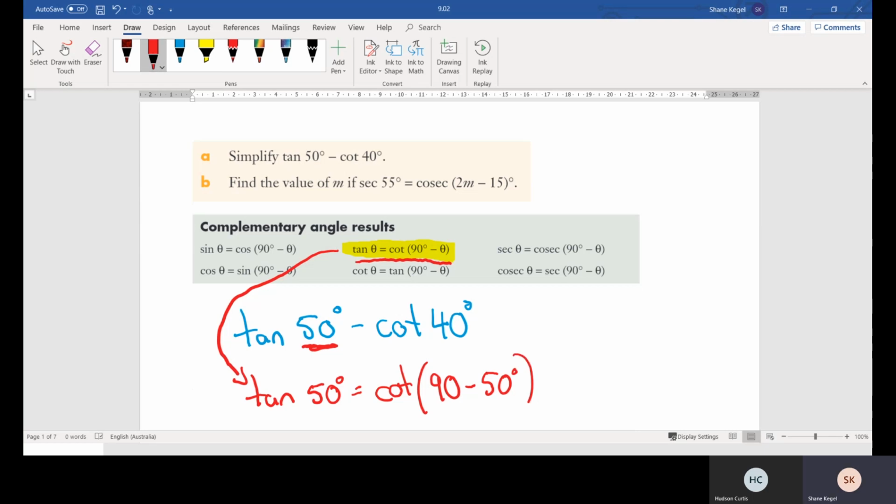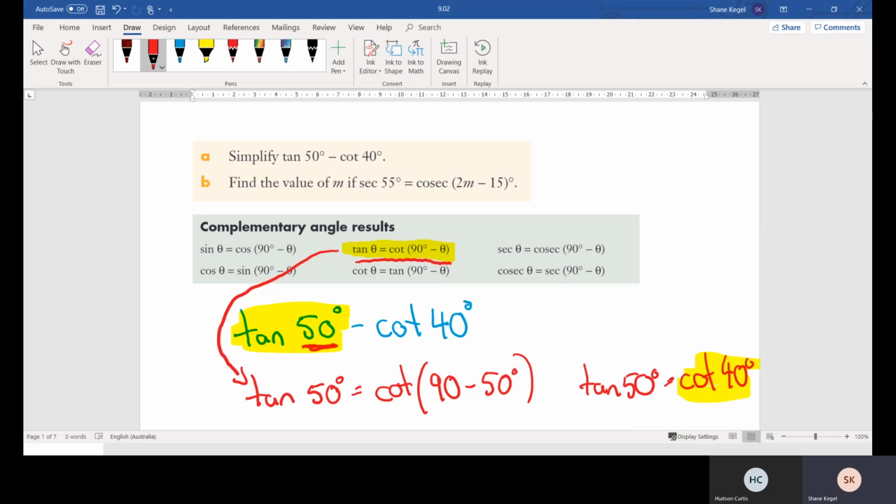So I know that tan 50 degrees equals cot 40 degrees. So tan 50 is the same as cot 40. So what I'm going to do is take this cot 40 and substitute it into where tan 50 is, because they're the same value.